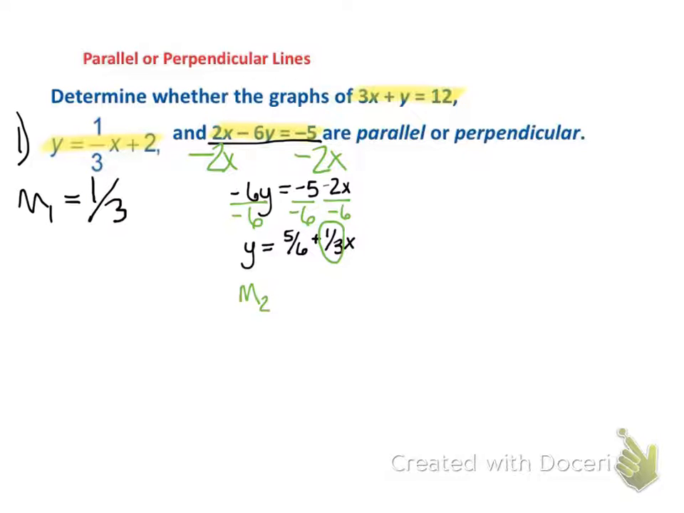So line 2 has a slope of 1/3. So how does that relate to line 1's slope? It's the same. So line 1 and line 2 are parallel.